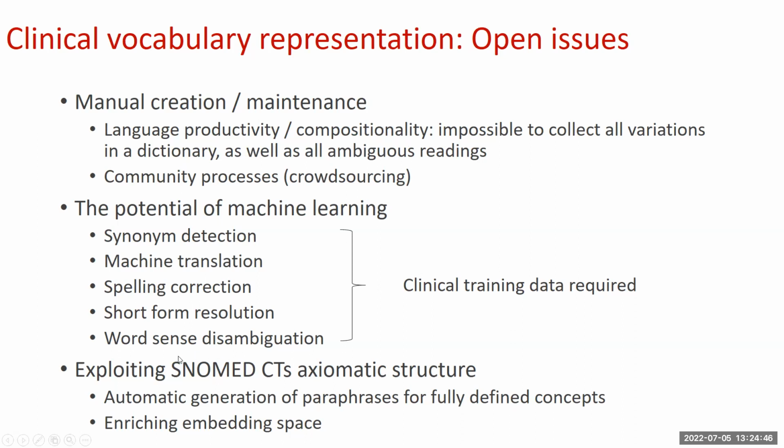But then the question is also how to exploit SNOMED CT's axiomatic structure. For instance, currently a PhD student of mine is trying to generate all kinds of paraphrases out of the axioms for fully defined concepts, and to populate an embedding space. And we will test this against the i2b2 benchmark in order to find out whether this is a way to improve the recognition of all kinds of variations of clinical language.